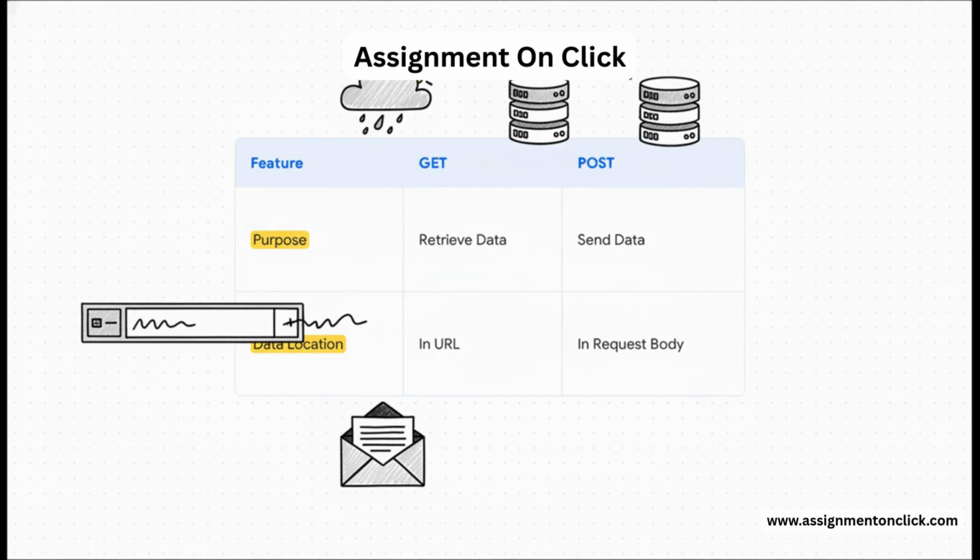Use a GET request when you want to get data from a server, like asking for today's weather. And use a POST request when you want to post or send new data to a server, like signing up for a new account. The main difference behind the scenes is that GET puts the data right in the URL, while POST sends it more privately in the request body.